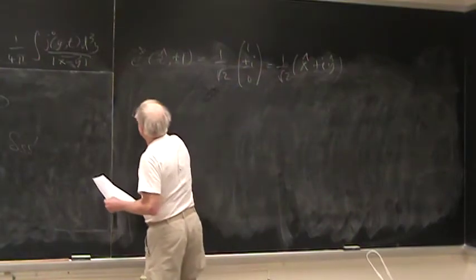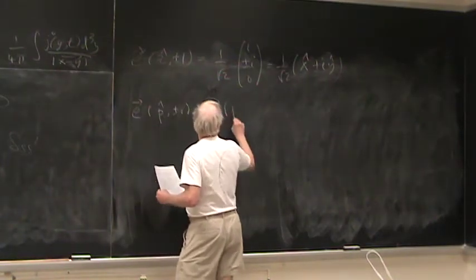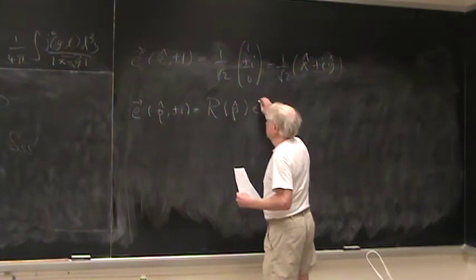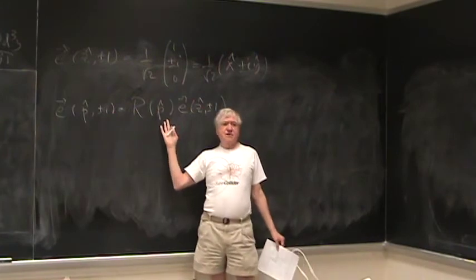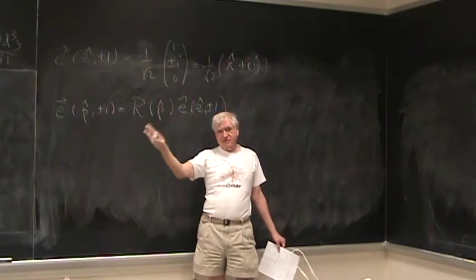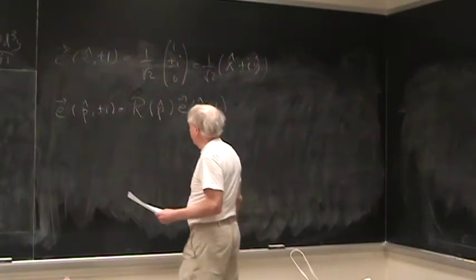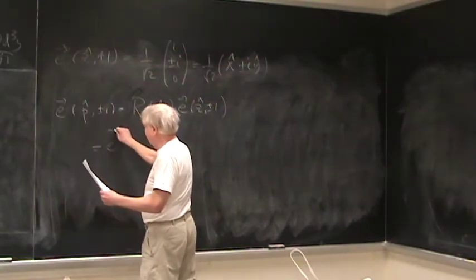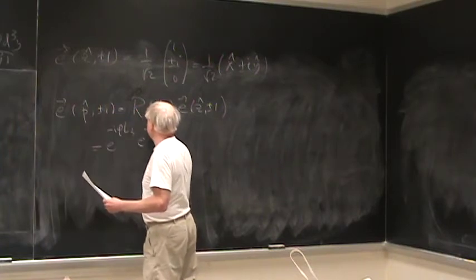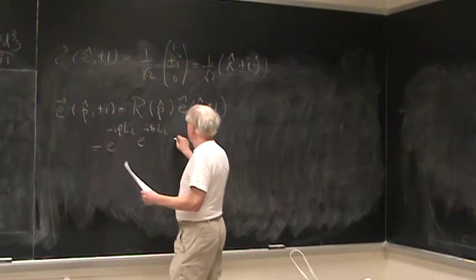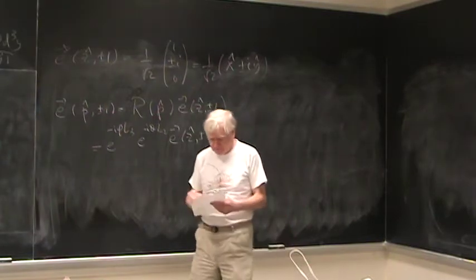Okay, more generally what we said was that epsilon of p hat, plus or minus 1, is R of p hat, epsilon of z hat, plus or minus 1. Where R is some standard rotation that takes the z-hat into p hat. All right. In fact, this would be e to the minus i phi L3, e to the minus i theta L2, epsilon of z-hat plus or minus 1.